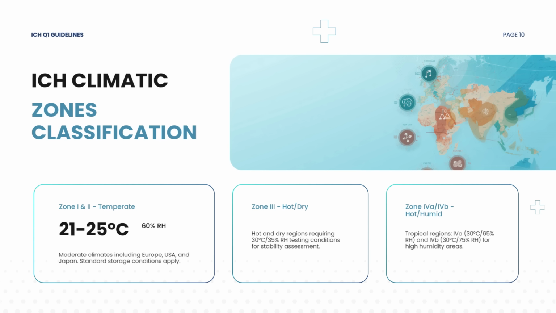Lastly, we have the tropical regions classified as zone 4A and zone 4B. These zones require testing at 30 degrees Celsius but with higher humidity levels of 65% RH for zone 4A and 75% RH for zone 4B. This classification accounts for the challenges of maintaining drug stability in hot and humid environments.